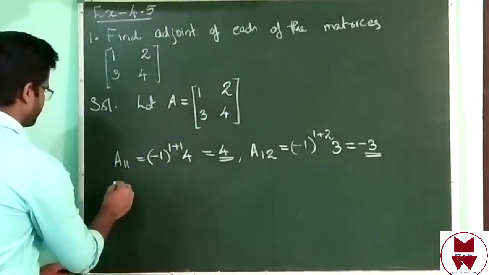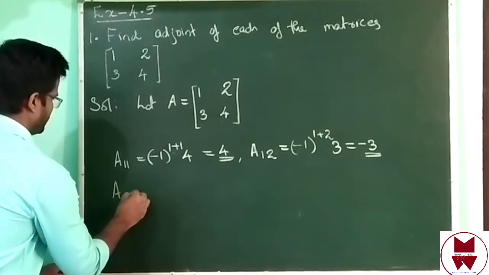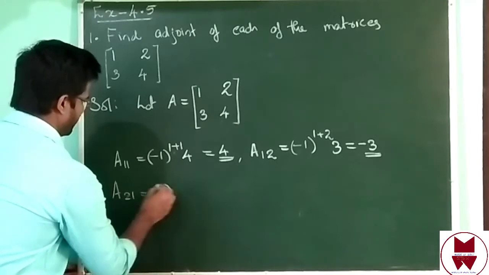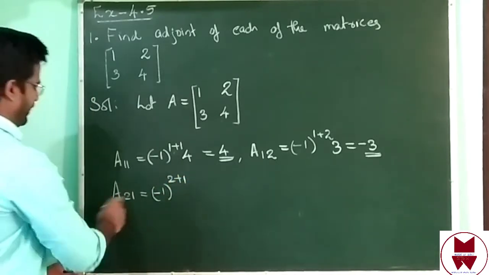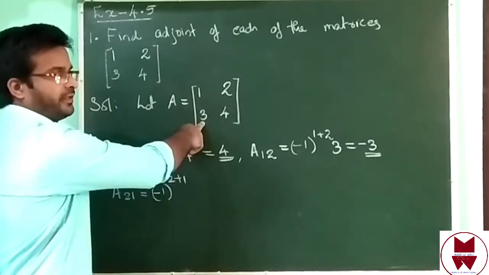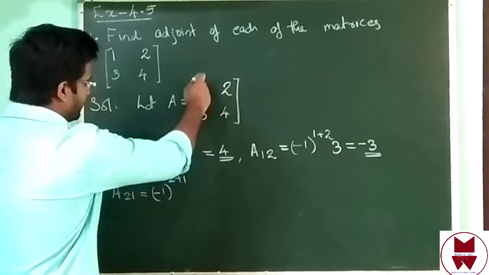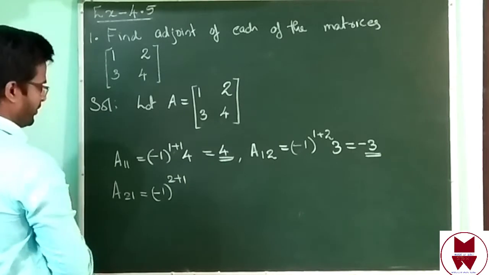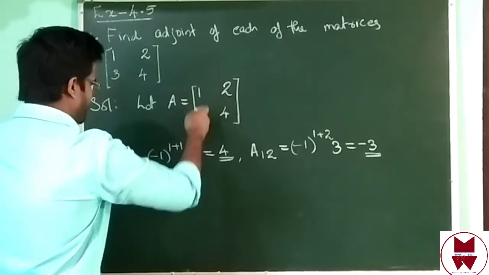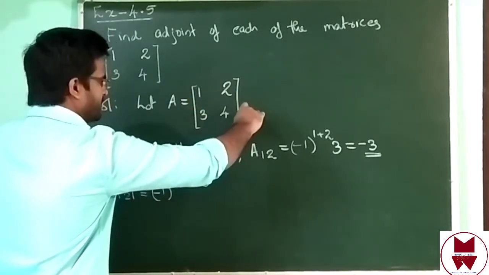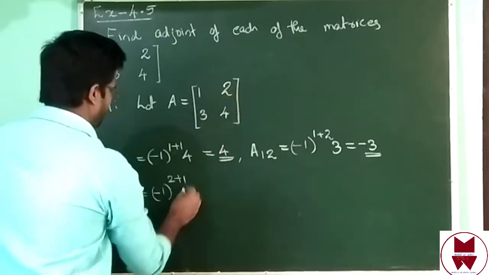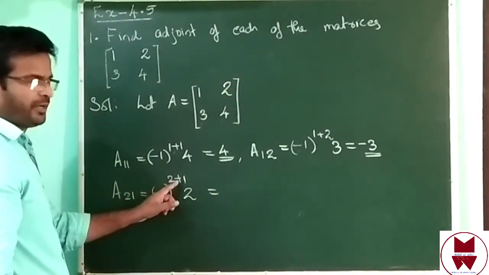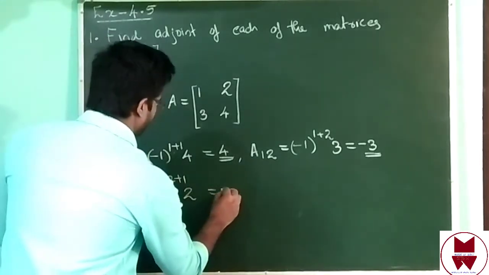Next, A21. Minus 1 all raised to 2 plus 1. A21 means this number 3, that is, second row and first column. Then delete the second row and first column. What is remaining? Only 2. Into 2, equal to minus 1 whole cube, that will be minus 1. Minus 1 into 2, minus 2.